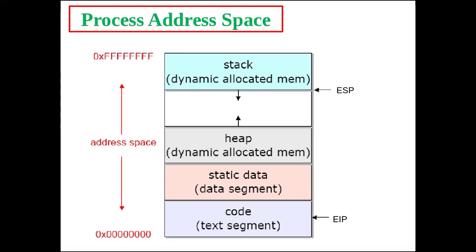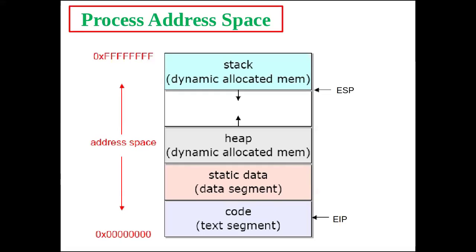Notice something very important. Heap grows upward, stack grows downward. They grow towards each other. And this structure of process address space is fundamental to understanding how programs use memory during the execution. Every running process follows this organized layout.